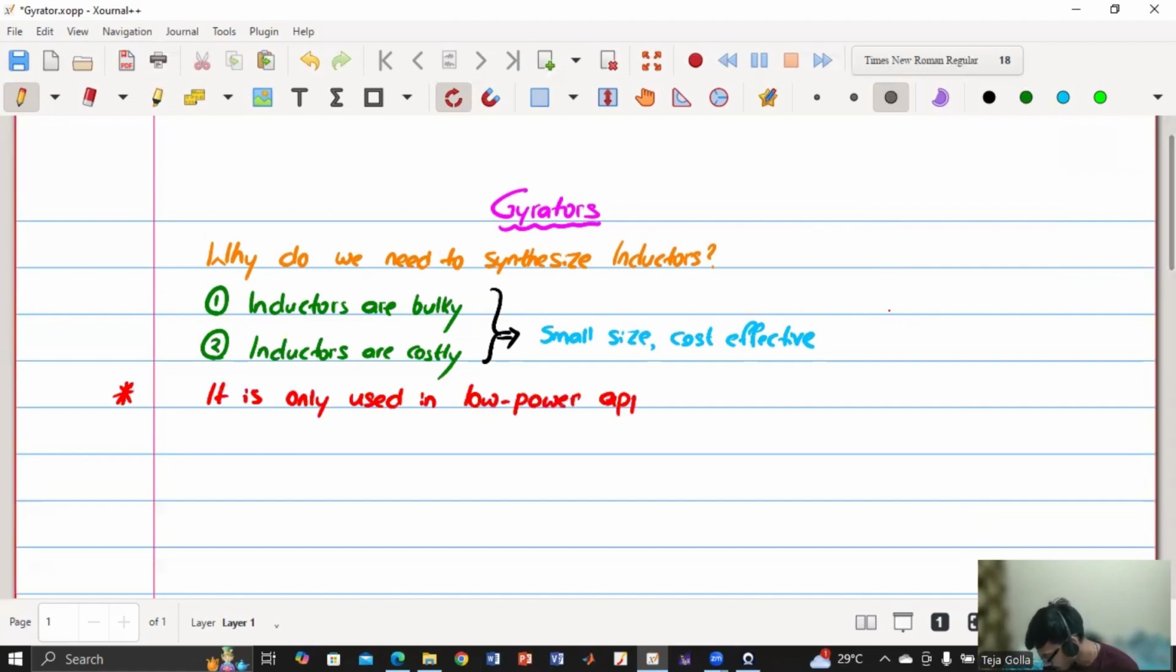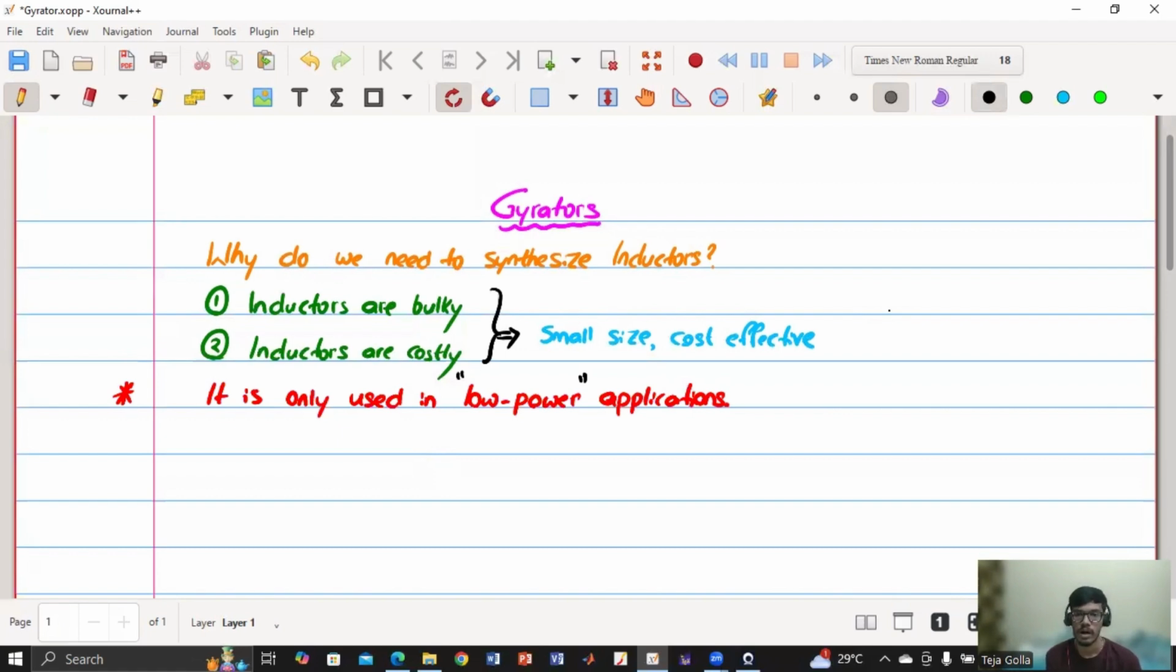So whatever the inductor that we are getting, it is only used for low power applications and not for high power. This can be used for applications where the power rating may vary from a few milliwatts to a fraction of a watt. But if we need an inductor which carries a few amperes of current to tens of amperes of current, then we cannot use this. So these are only for low power applications.